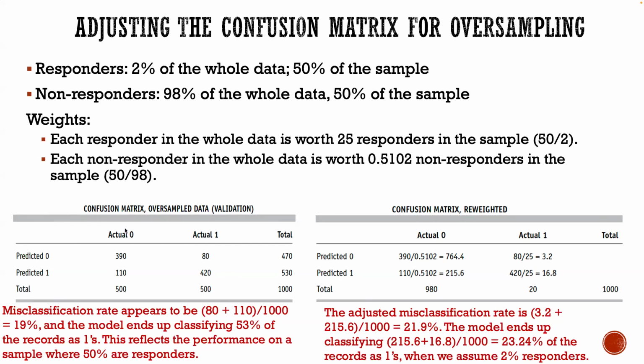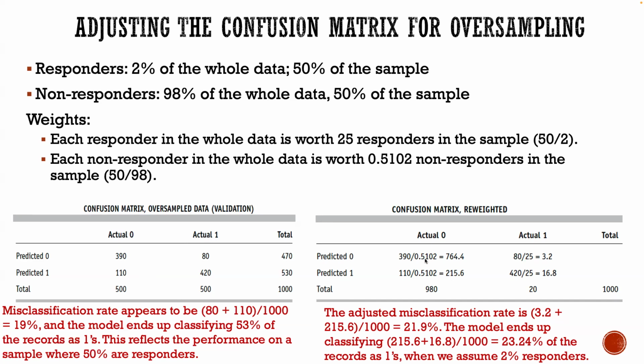Suppose we have the confusion matrix of oversampled data for the validation set, which results in a value like this. We predict 0 when actual 0, 390 of them. We predict 0 when it's actual 1, 80 of them. We predict 1 when it's actually 0, 110, and predict 1 when it's actually 1, 420. So the errors are these two, 110 and 80, right? So 110 plus 80, 190 divided by total of 1000. We have a 19% misclassification rate. And the model ends up classifying 53% of the records as ones.